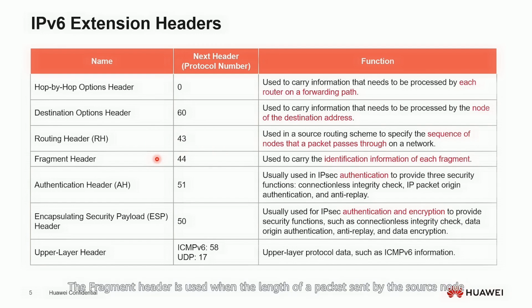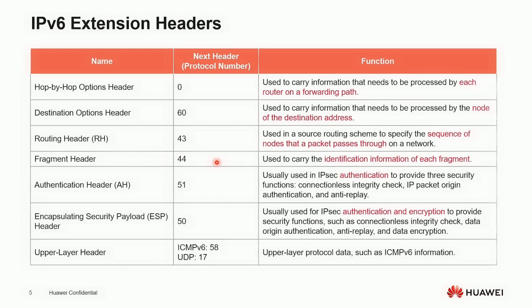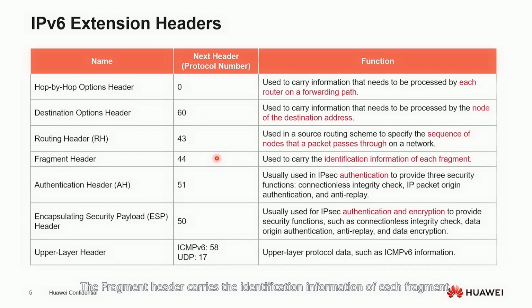The fragment header is used when the length of a packet sent by the source node exceeds the path MTU and the packet is fragmented. The fragment header carries the identification information of each fragment.